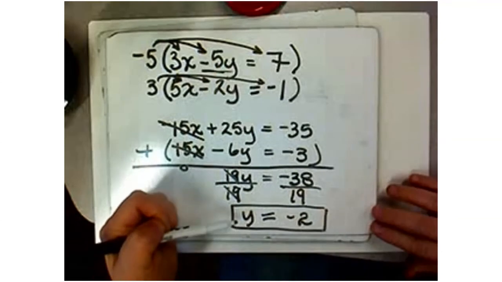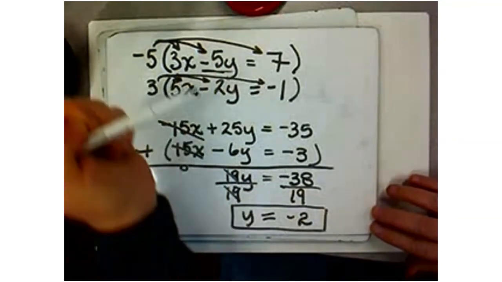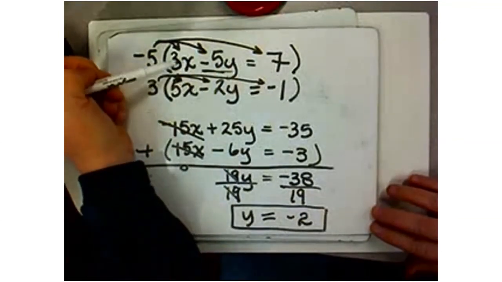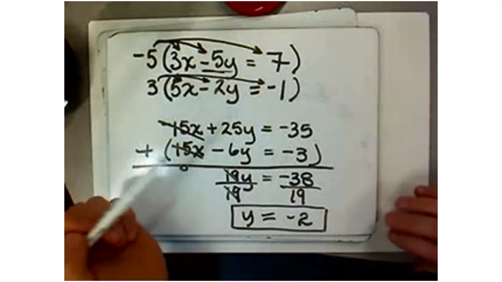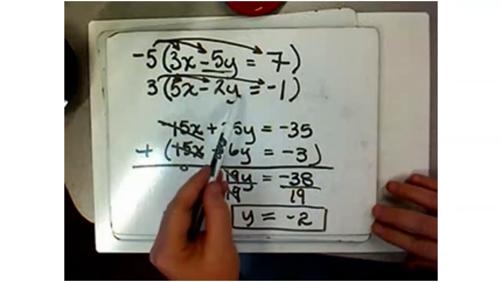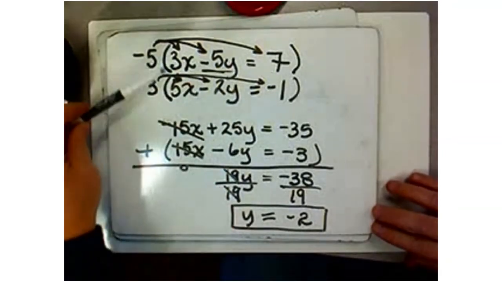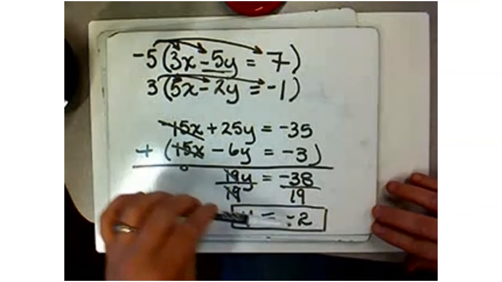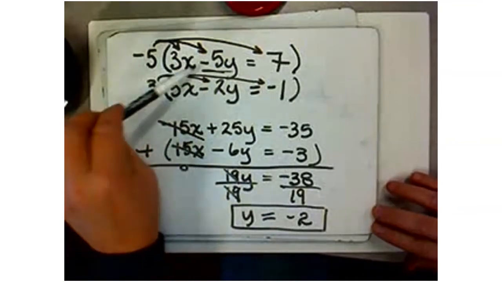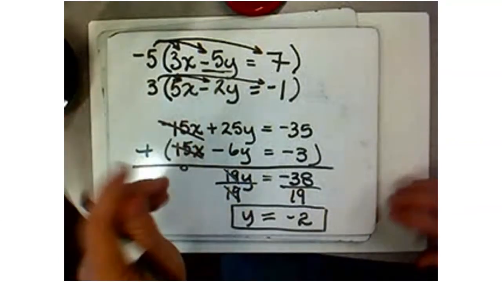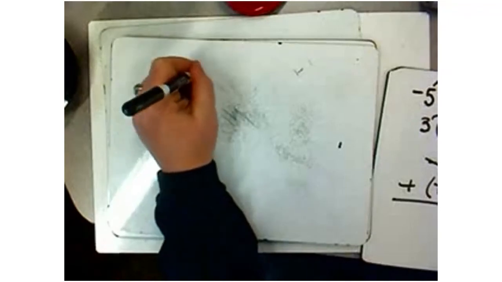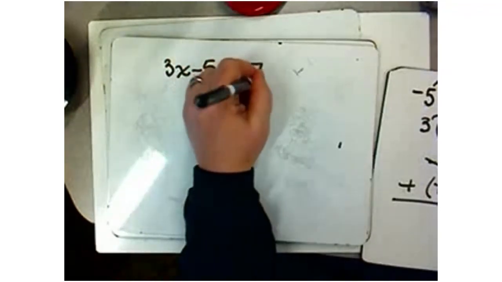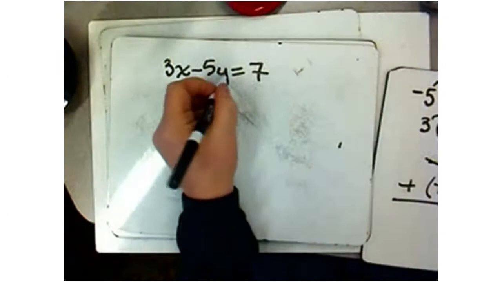Now we've got to take this y equals negative 2 and plug it back in to one of the equations to figure out x. Either one probably doesn't really matter. But go back to one of the originals. Instead of the 15x, it's much nicer to multiply when we've got a 3x and a negative 5y. So I'm just going to pick the first one. I'll erase that last equation. So we have 3x minus 5y equals 7. And I'm going to plug in my negative 2.